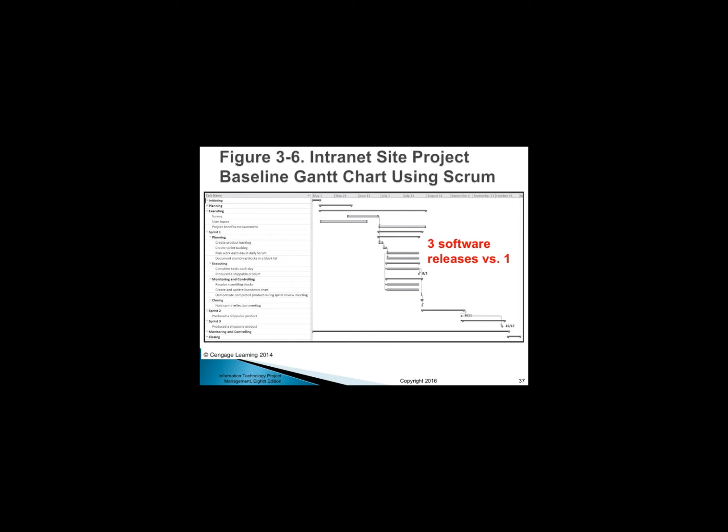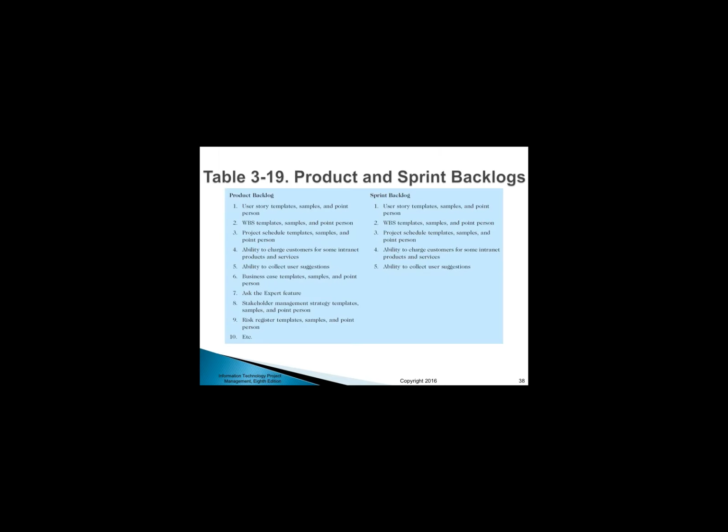In this case, 2 additional deliveries of software are scheduled, one on August 3rd and one on September 11th. Some teams create a release roadmap, as described later in this section. For each software release, the entire project is still scheduled for completion on November 1st. Table 3-19, Product and Sprint Backlogs.